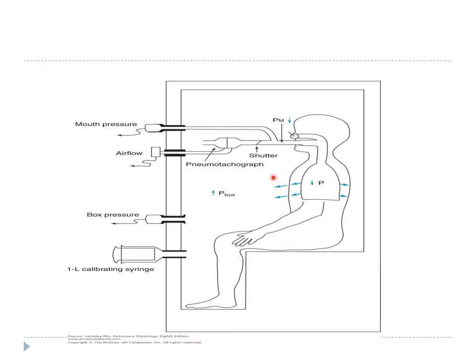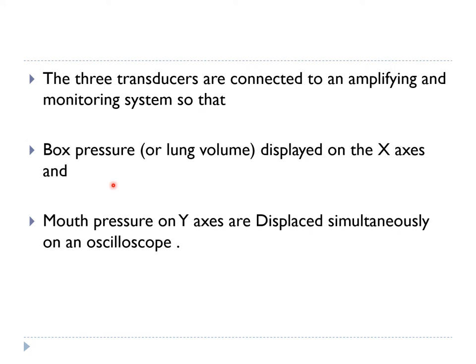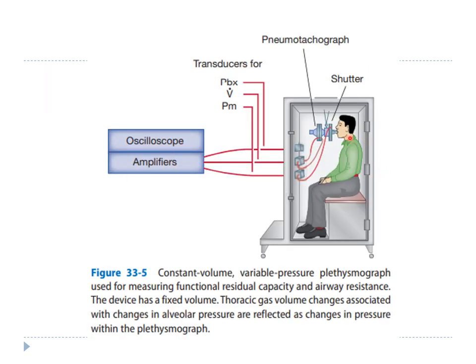So this is the body plethysmograph, in which there is a mouthpiece with a transducer which helps in the measurement of the pressure at the mouth, and also a transducer in the box which helps in the measurement of the pressure in the box chamber. There is a shutter, and the box is connected outside to an amplifying and monitoring system. The box pressure is displayed on the x-axis, and the mouth pressure is displayed on the y-axis of the oscilloscope, as we discussed.